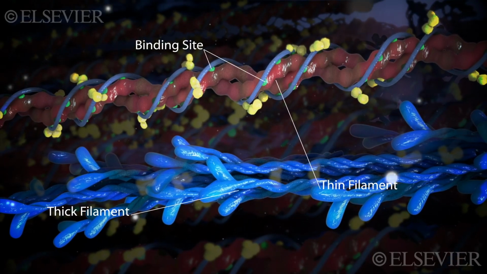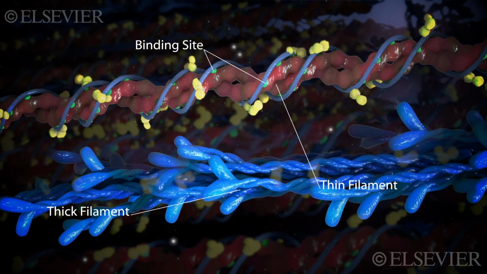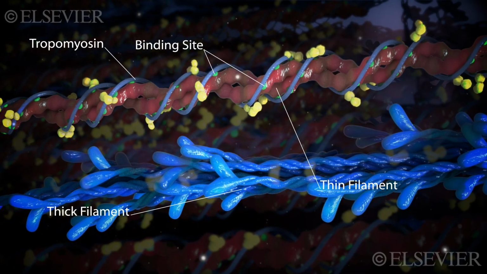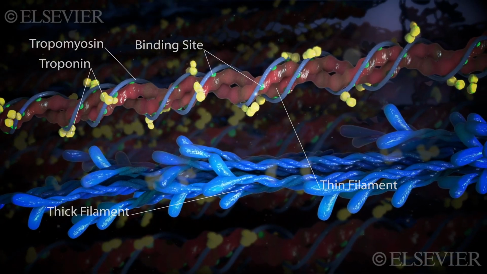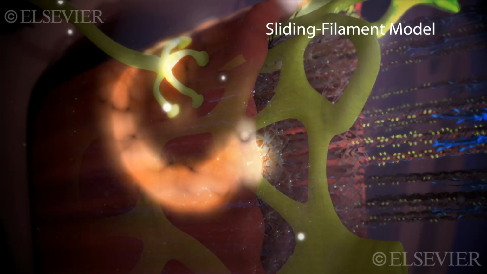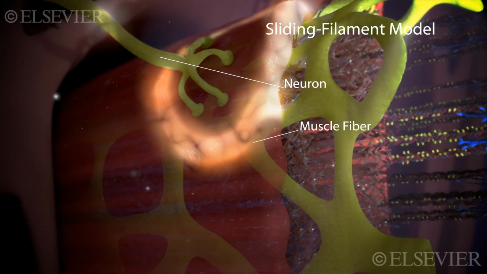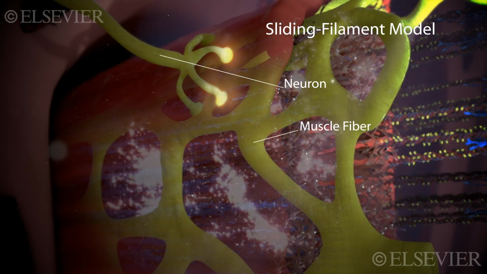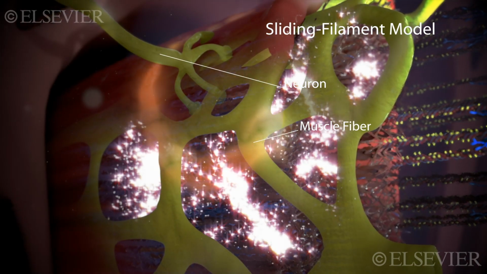When the muscle fiber is at rest, these binding sites are covered by tropomyosin molecules that are held in place by troponin molecules. The sliding filament model describes how skeletal muscles contract. Skeletal muscles stay at rest until stimulated by a nerve impulse traveling down a neuron to the muscle fiber.